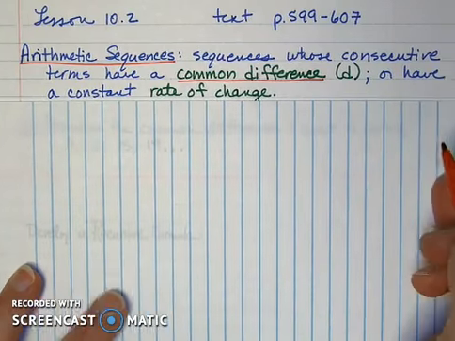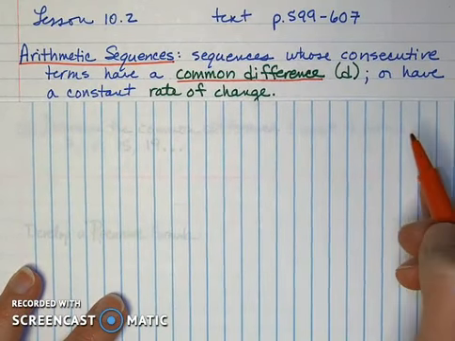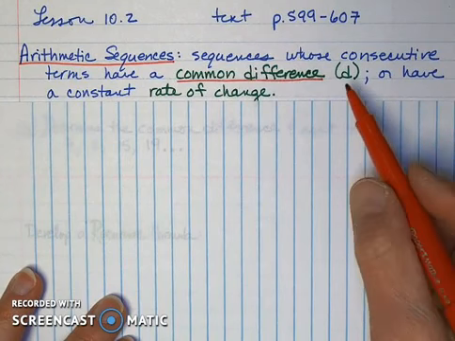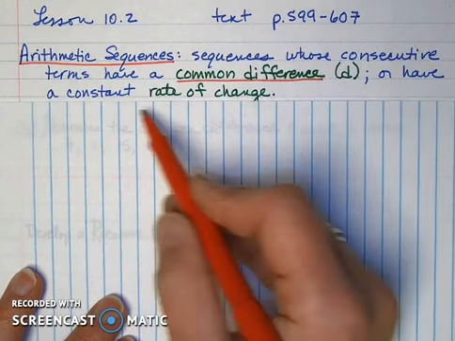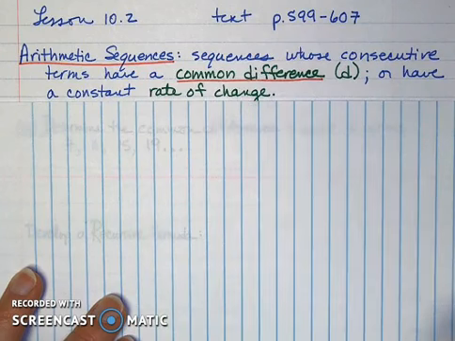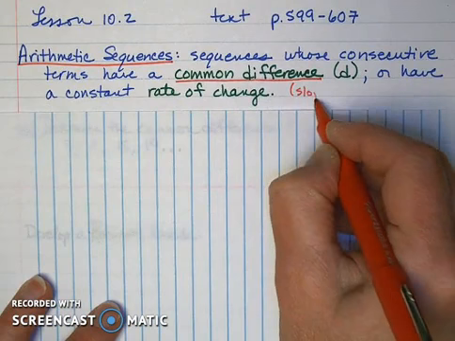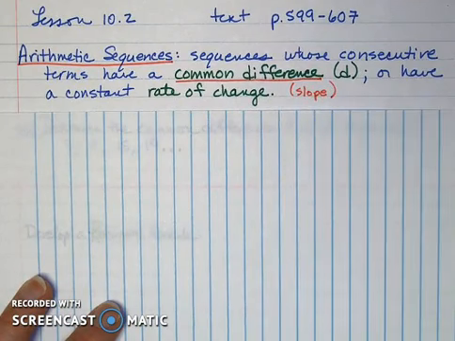And another way to look at this, you'll determine when we're making our equations, is that that common difference becomes a constant rate of change. And you know the constant rate of change as the slope. So these equations are linear, and they will give us the slope when you find the common difference.